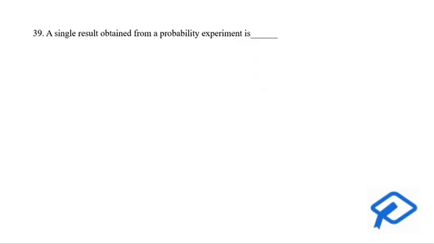Question number 39. A single result obtained from the probability experiment is blank. A. Sample space, B. Observation, C. Event, D. Outcome.